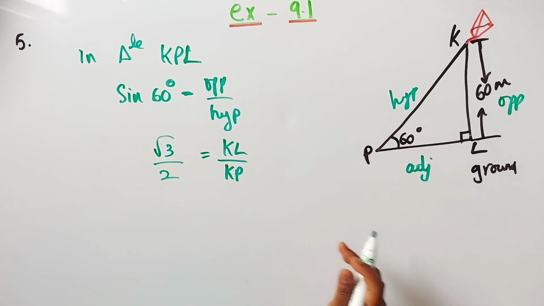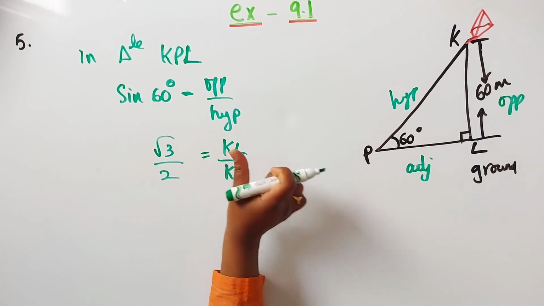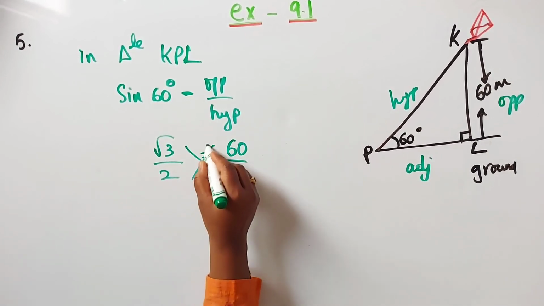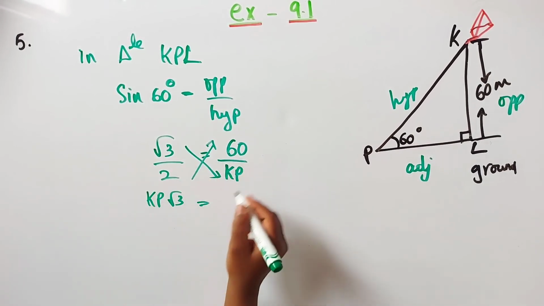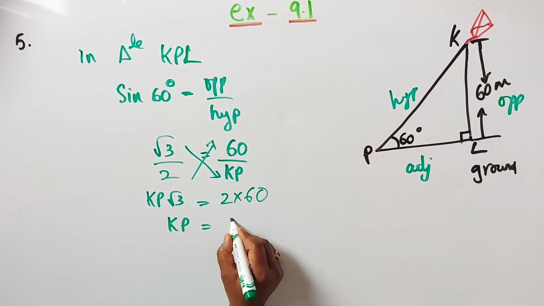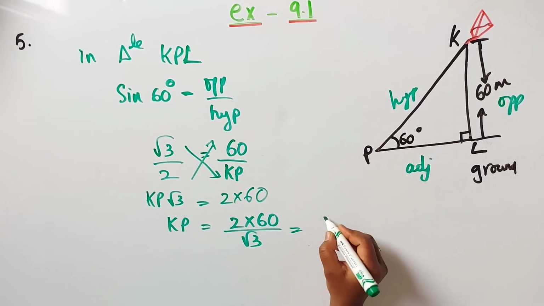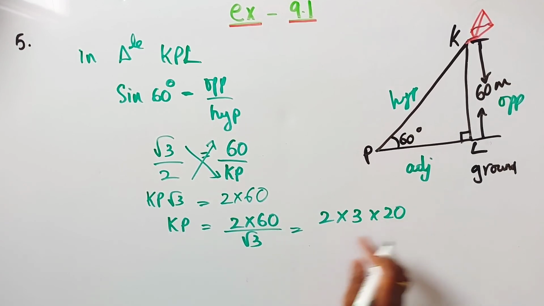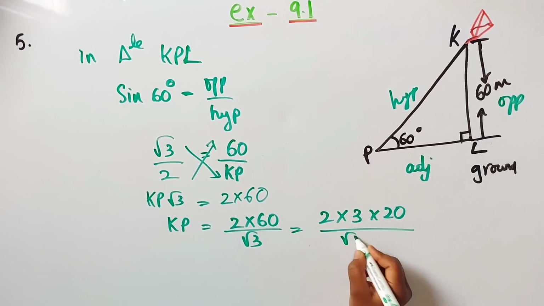Just do the cross multiplication, children. KL we already know that it is 60, right children? So I will write it directly as 60 meters here. Do the cross multiplication here. So KP into root 3 is equal to 2 into 60, right? So KP is equal to 2 into 60 by root 3. This one we can write as 2 into 3 into 20. 3 20s are 60. So I have written 60 as 3 20s, divided by root 3.